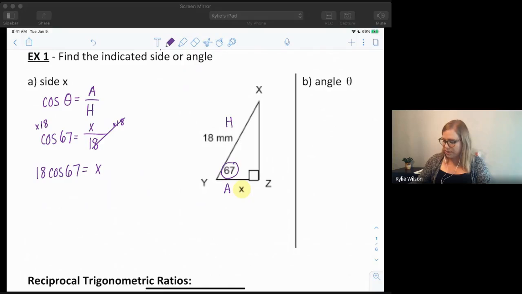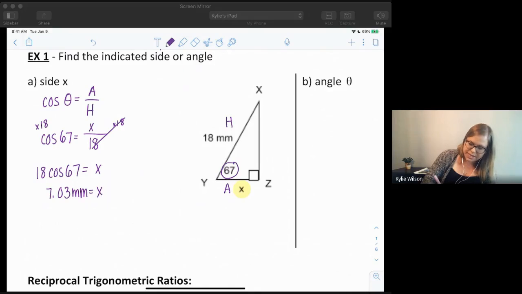So let's put that into our calculator, which is 7.03 millimeters equals X. Now, if you did not get that answer when you typed it into your calculator, you could be on a wrong setting.